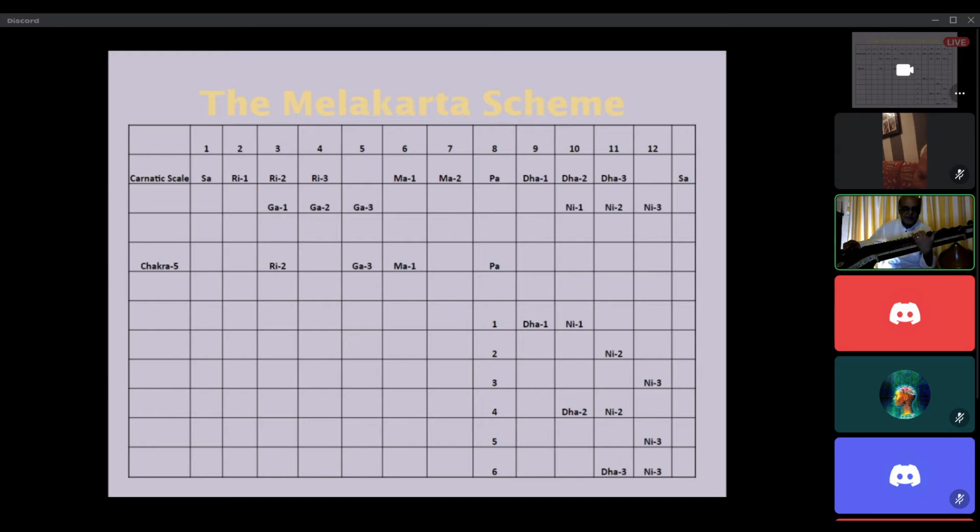One raga, second raga, third raga, then fourth, fifth, sixth. So six ragas we could get.